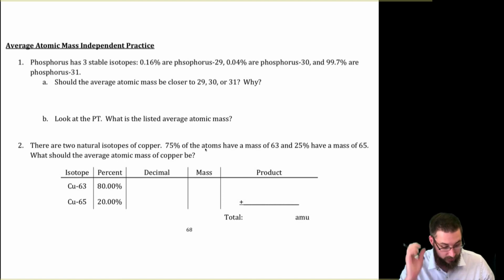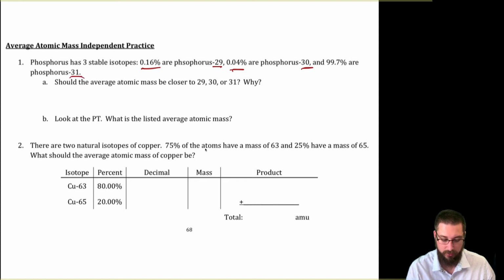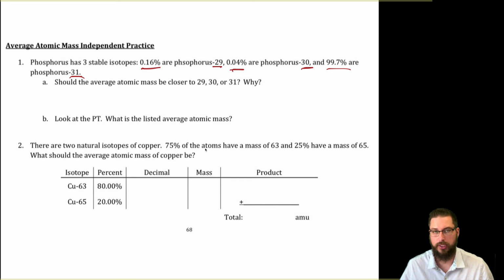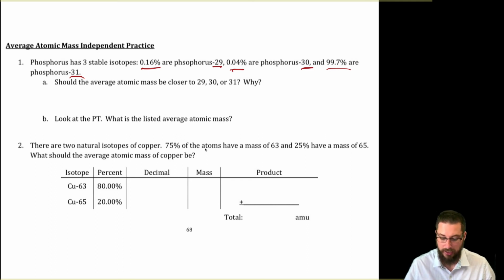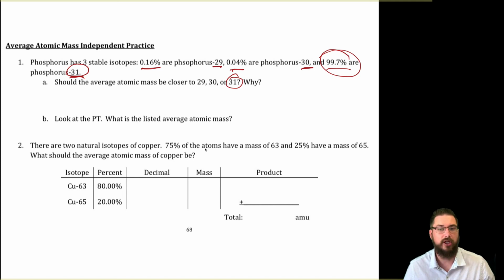All right, let's go ahead and talk about these practice problems here. Let's say that phosphorus has 3 stable isotopes. Phosphorus 29 has a 0.16% abundance, phosphorus 30 has a 0.40% abundance, and phosphorus 31 has a 99.7% abundance. Should the average atomic mass be closer to 29, 30, or 31? The way you answer this is by asking which of those 3 has the largest abundance. You can see that it's phosphorus 31, so the answer is phosphorus 31.